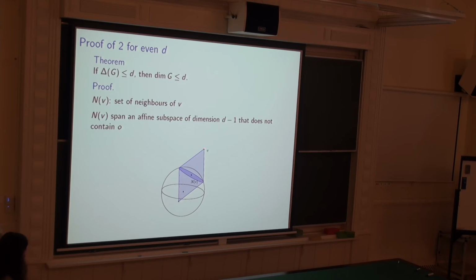So there will be exactly 2 points. Yes, and this subplane cuts the sphere in some subsphere, and there are exactly 2 points, this and this, that are at distance 1 from all of the points of this subsphere. And because this affine subplane doesn't contain the origin, these 2 points are not on the sphere.